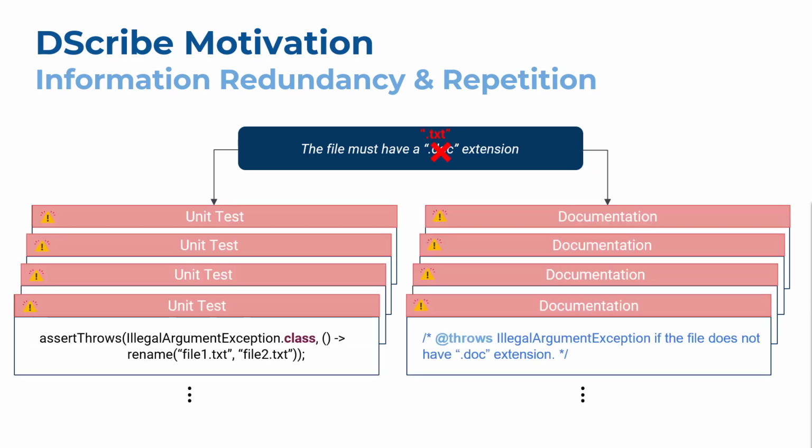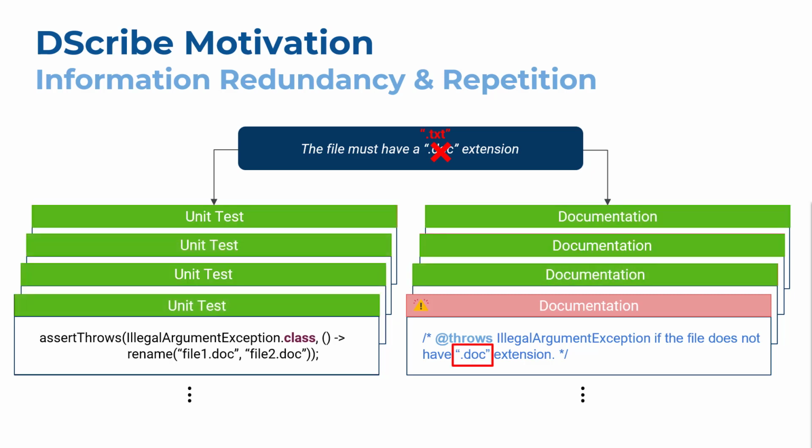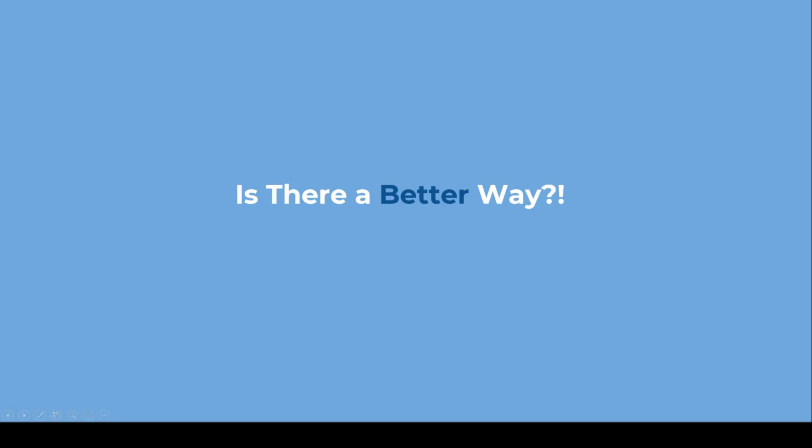If the specification evolves, we must manually update each asset. Without traceability links, this is an effort-intensive and error-prone process. If you're anything like me, you're probably wondering, is there a better way?